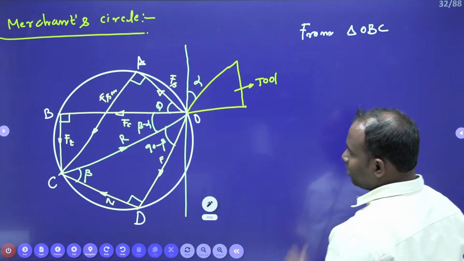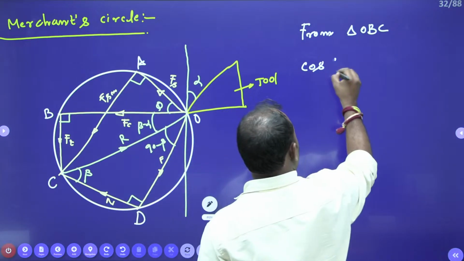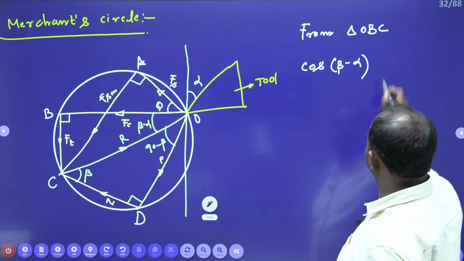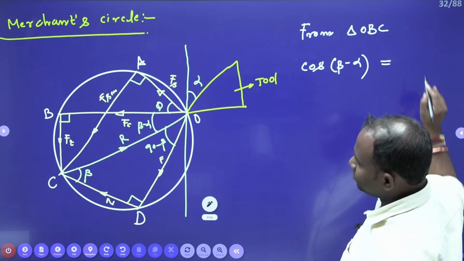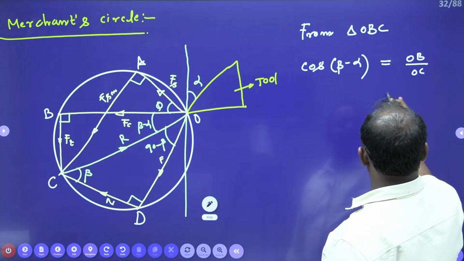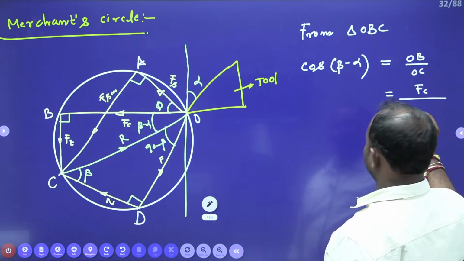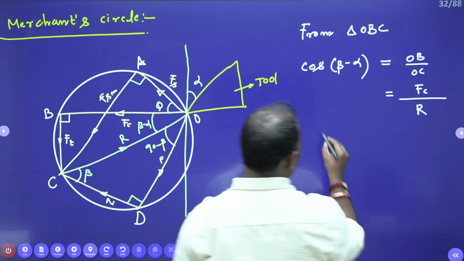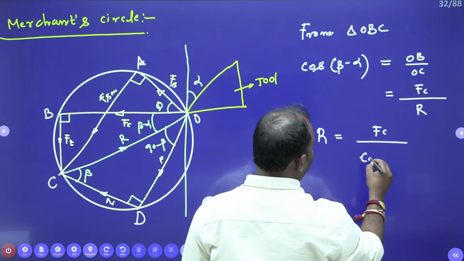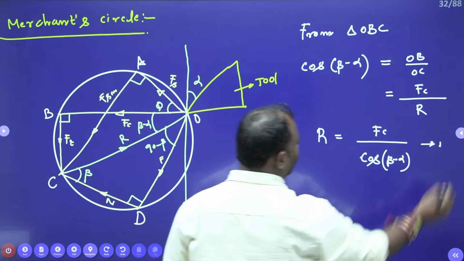So cos of beta minus alpha is equal to, how can we write that, OB by OC. As you know, what is OB? It is Fc, divided by R. Okay. Now I can write my R is equal to Fc by cos of beta minus alpha. Say it is equation number 1.